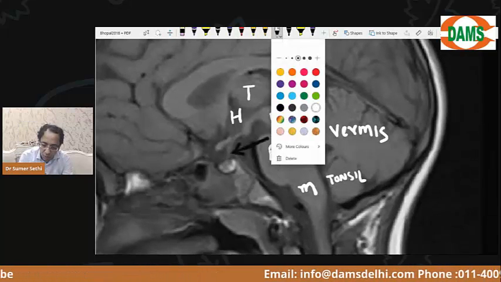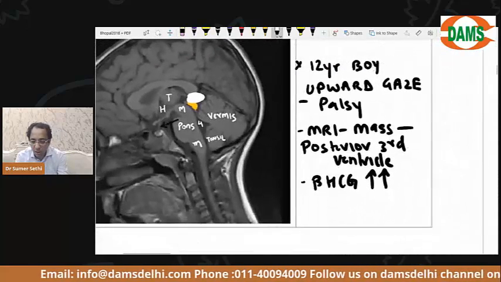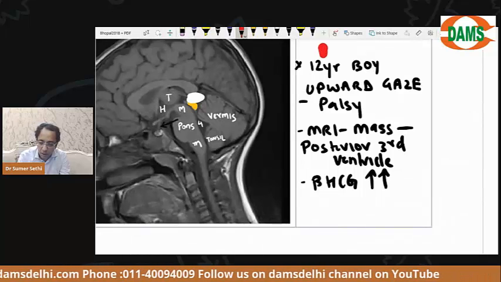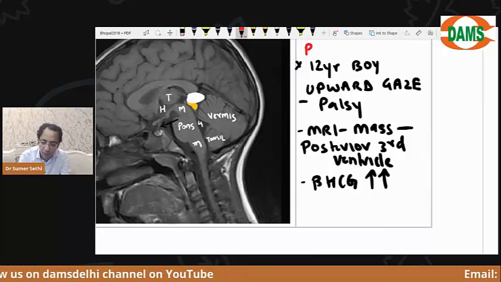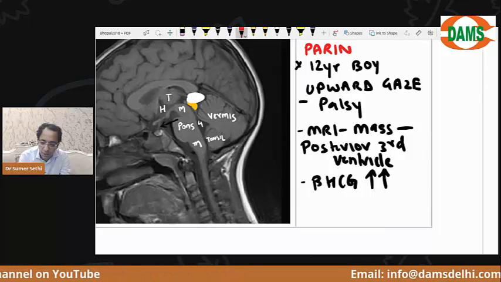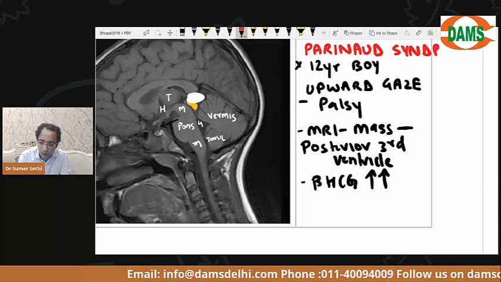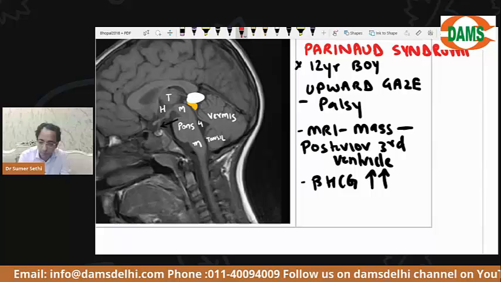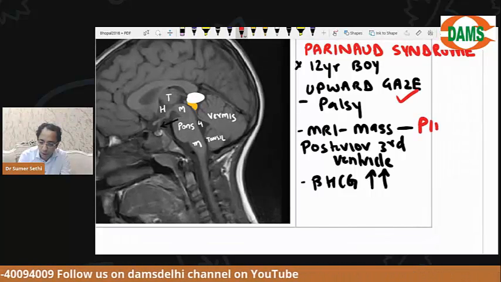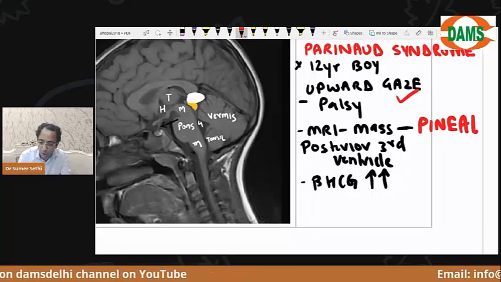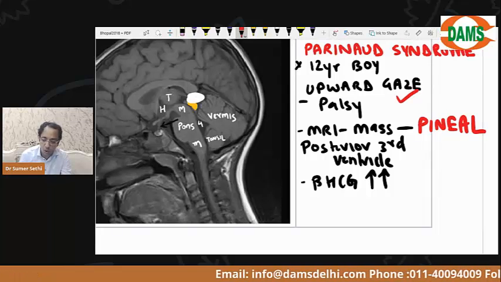Now I want you to guess, as children, if you have a pineal tumor, it will compress the superior colliculi, which are required for upward gaze. So this is called Parinaud syndrome, or we will say dorsal midbrain syndrome. So there is a pineal tumor leading to Parinaud syndrome due to compression of the dorsal part of the midbrain, the superior colliculus.